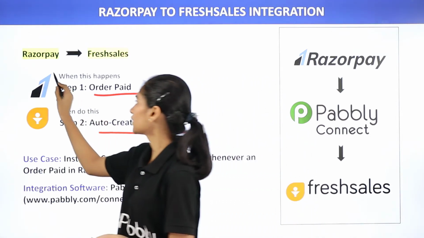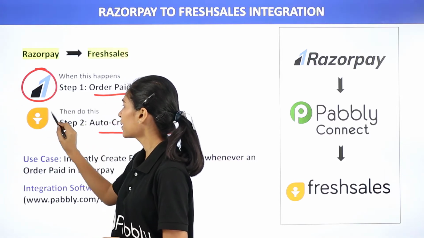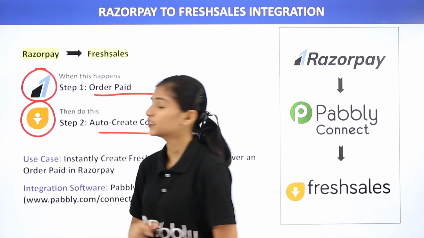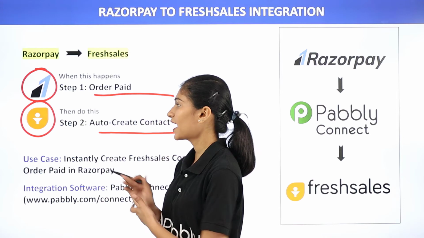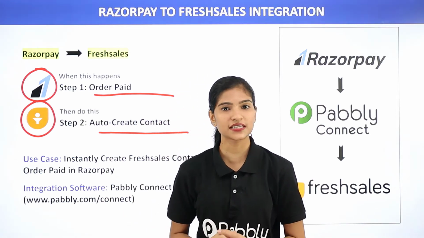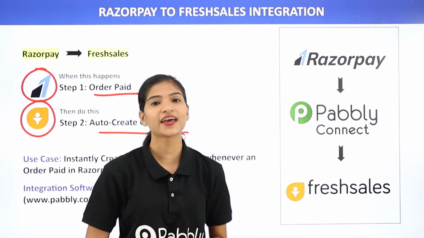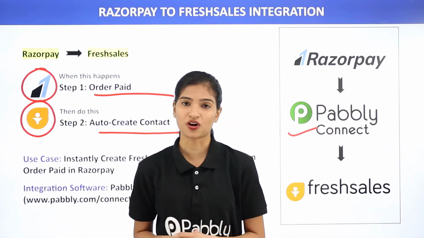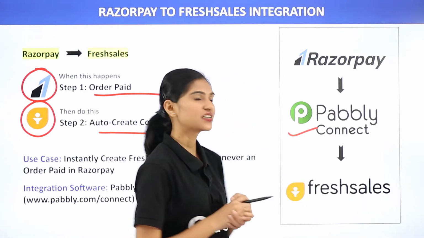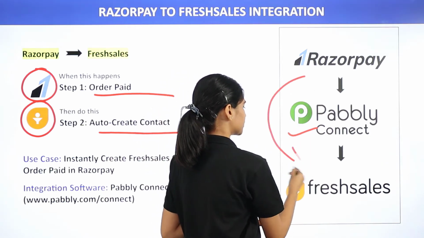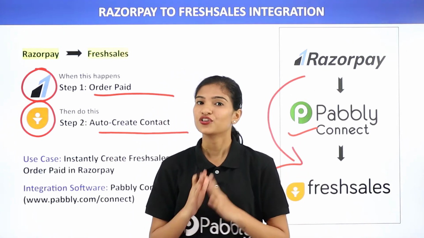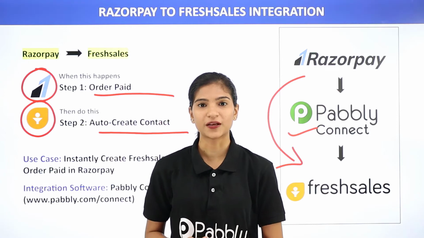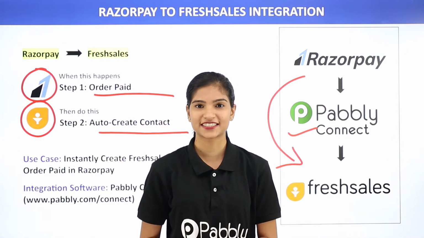So Razorpay is an online payment gateway, whereas Freshsales is a CRM tool. The issue here is that Razorpay and Freshsales don't have any integration between them. And that is why we are going to use Pabbly Connect. So Pabbly Connect is an integration software which will help us to transfer data from Razorpay to Freshsales. The best part here is you don't require any knowledge of coding. So let me show you this on my screen.